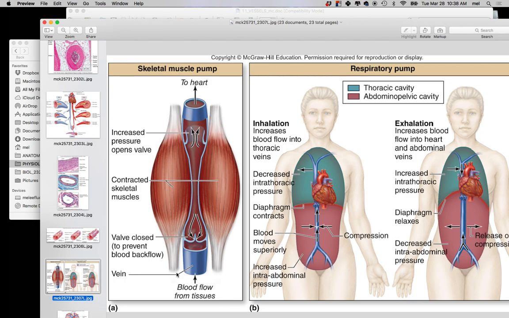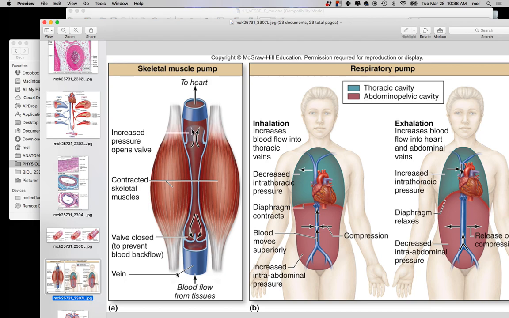So what do you think? Where are the veins in your body that have the most predisposition to backflow? Legs, exactly. Because they're far away from the heart, right? And they're going against gravity, okay? So those definitely have valves in them. And the valves, basically, if you get the blood up here, the valve is kind of like a semilunar valve in its anatomy.